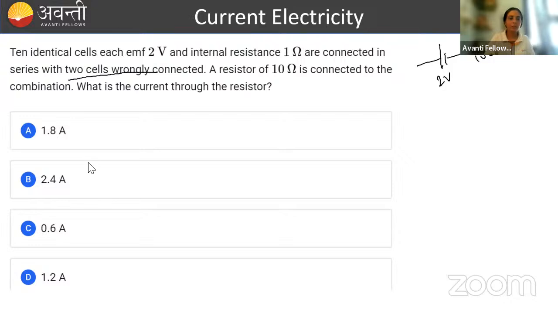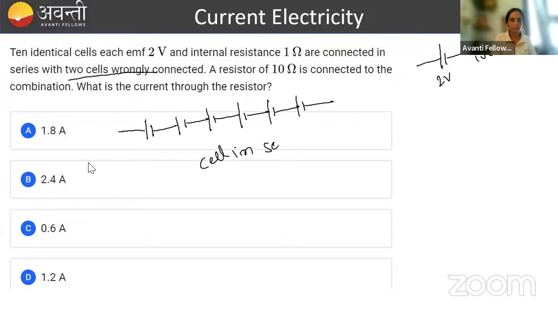Now what is the meaning of wrongly connected? How do we connect rightly? If you are connecting cells in series, what is the right way of connection? I will not show the internal resistance, drawing it will be lengthy. So the right connection will look like this. Right combination of cells in series will look like this.